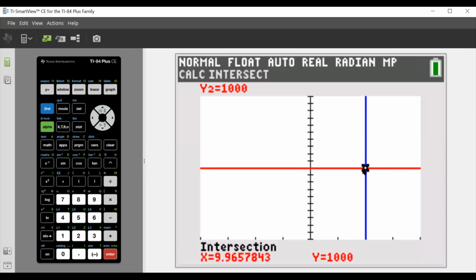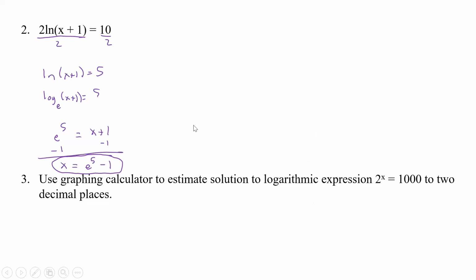And it tells me the intersection is x equals 9.9657. It only wanted it to 2 decimal places, so 9.97. And that would be my answer. So x is approximately 9.97. And then that would be my solution to that using the calculator.